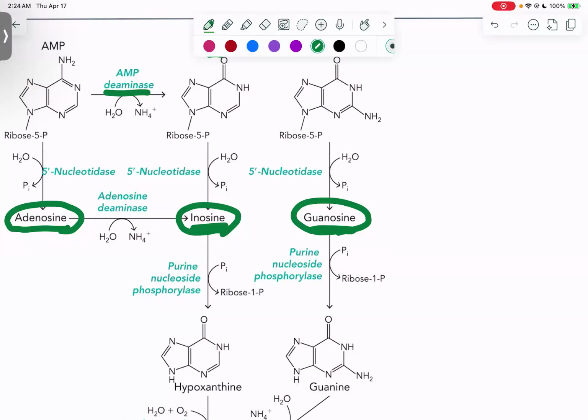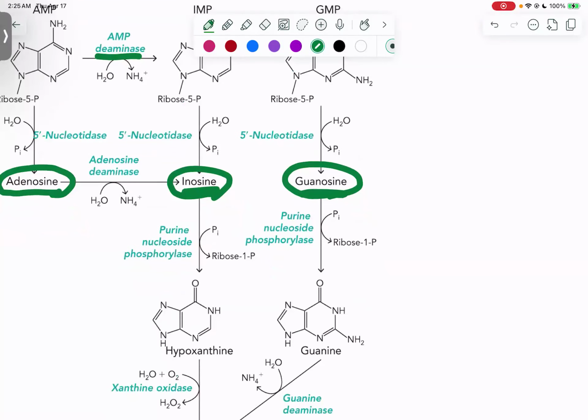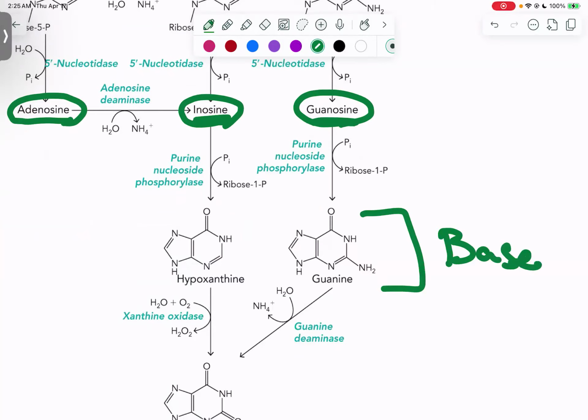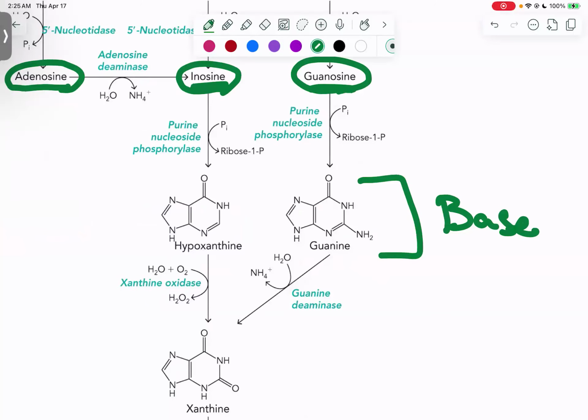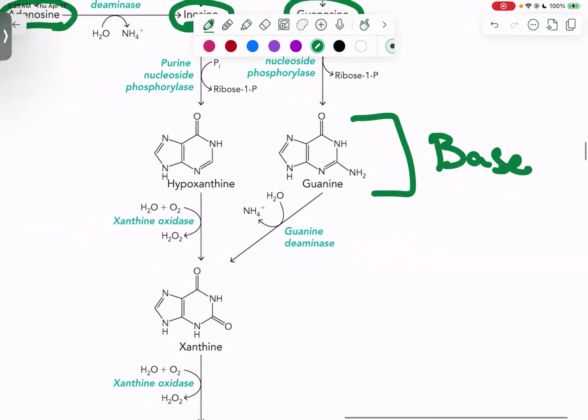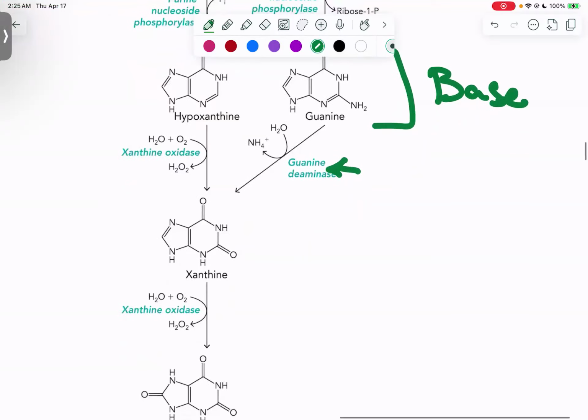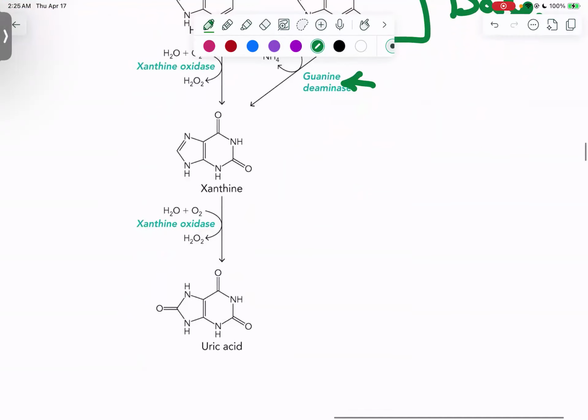All right. So now we're left with basically inosine or guanosine. So now we're going to release that sugar from the base, right? And we're going to be left with just the base. So these two are our bases. We have hypoxanthine and we have guanine. And so now we want to get rid of the nitrogen containing components, right? And so we start to do that and we get xanthine, right? So this is a deamination here. We end up with xanthine, whichever way we go, and then we're going to convert our xanthine into uric acid.